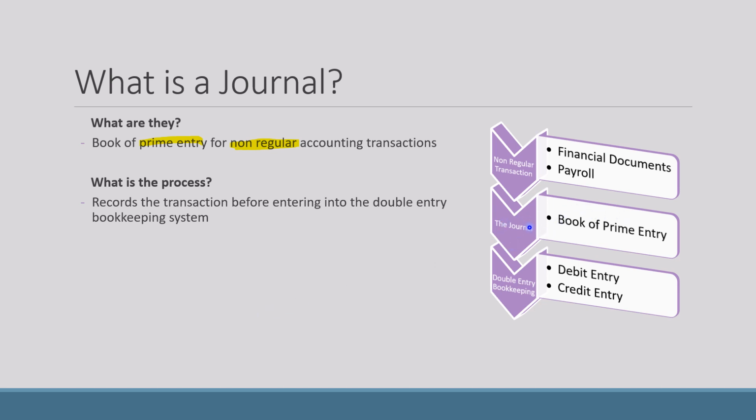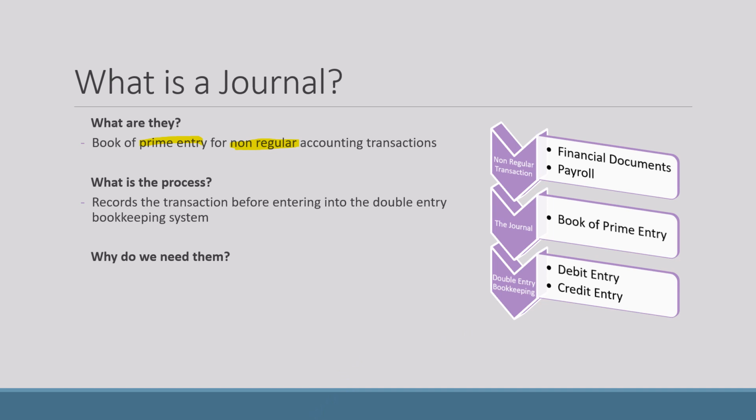You've got the journal that you create, which is your book of prime entry. And then the double entry bookkeeping happens after you've done the journal, which gives you your debit and credit entry.